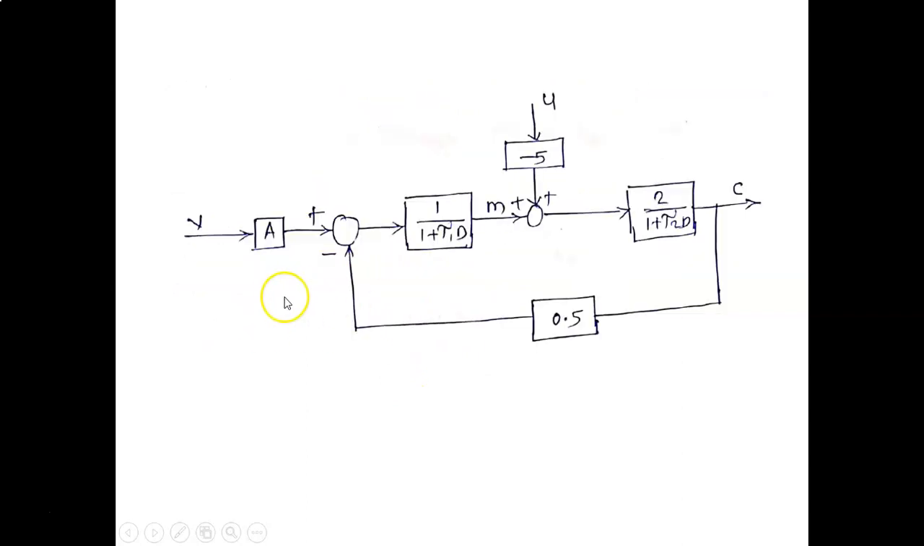Therefore this is our diagram. Whatever diagram is there, we will compare with our standard diagram. This is known as G1(D), this is known as G2(D), this is known as H(D). This is the V input, and U is nothing but the disturbing signal. G1(D) means 1 divided by 1 plus tau 1 D, G2(D) means 2 divided by 1 plus tau 2 D, H(D) means 0.5.